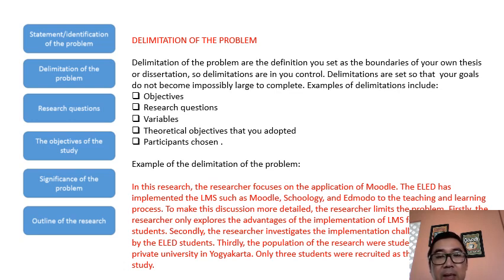So, the limitations are in your control. The limitations are set so that your goals do not become impossibly large to complete. Examples of the limitations include objectives of the research questions, variables, theoretical objectives that you adopted, and participants chosen.